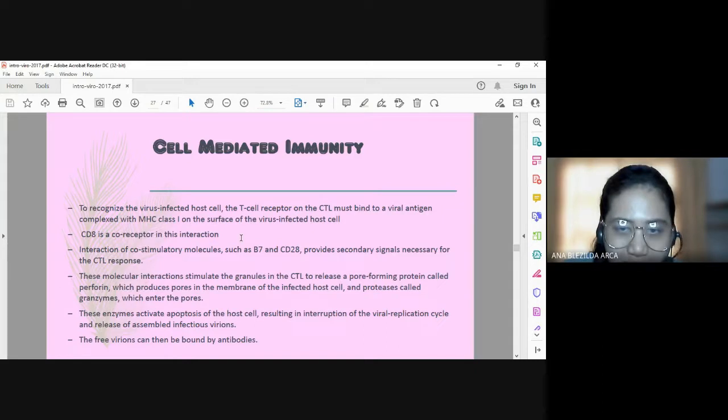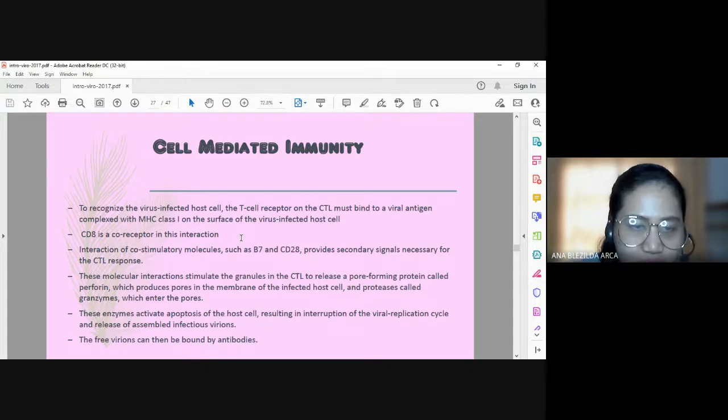Okay? So for the cell-mediated immunity, how do they recognize? They recognize the virus-infected host cell, the T-cell receptor on the CTL. They must bind to the viral antigen complex with MHC class 1 on the surface of the virus-infected host cell. So, ang nangyari daw dito, class, is that yung mga T-cell receptors mo on the CTL part na yan, ito yung dinidikitan ng mga viruses. And then, it will also be complex with the MHC class 1. So sila yung magkakadikit. Yung receptor from the T cell plus the virus itself plus the MHC class 1.